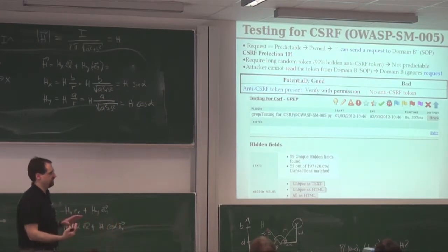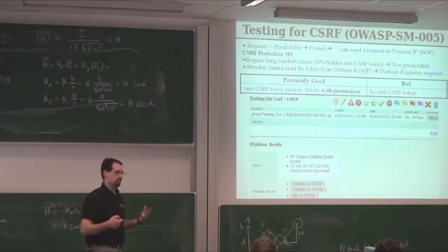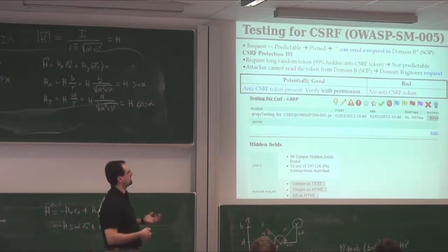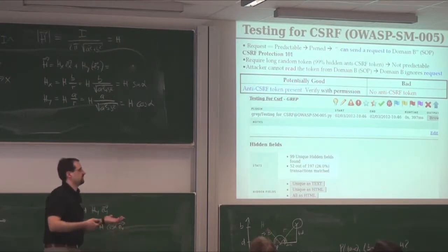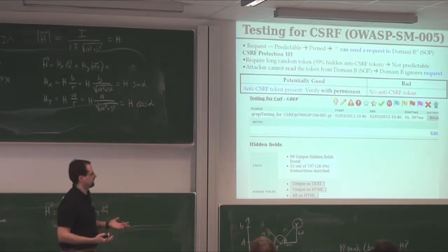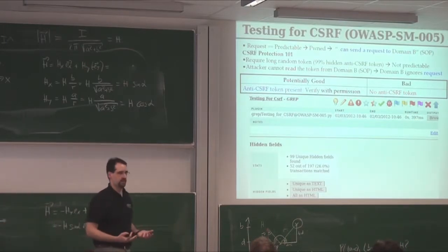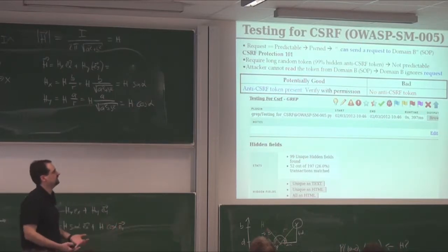So that's the defense, right? Because of this, as we are looking around in the site, we know that if there's no token, then there's no defense against cross-site request forgery. Therefore, there is cross-site request forgery. So we do not even need to try it. If there's no anti-cross-site request forgery token, it's there.